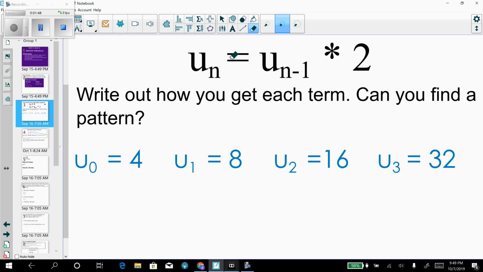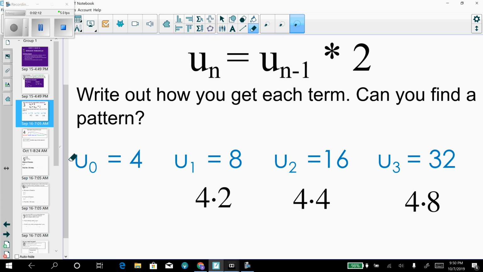Welcome back. Let's take a look and see if you found the pattern. U sub 0 is 4, u sub 1 is 8, u sub 2 is 16, u sub 3 is 32. So of course they're doubling. But what you have here is 4 times 2. And here you have 4 times 4. And here you have 4 times 8.